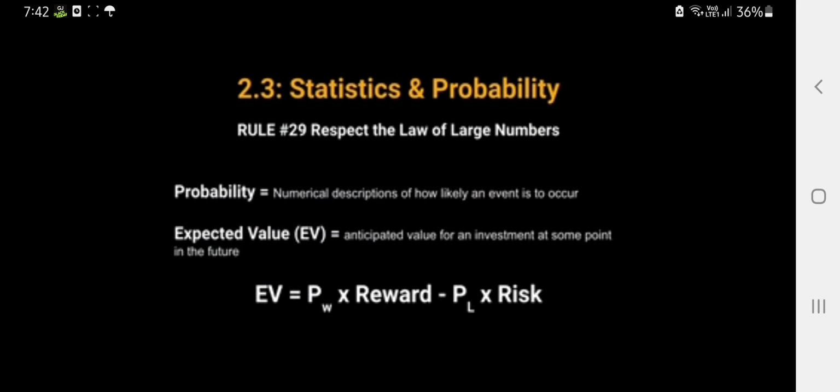So rule number 29, respect the law of large numbers.